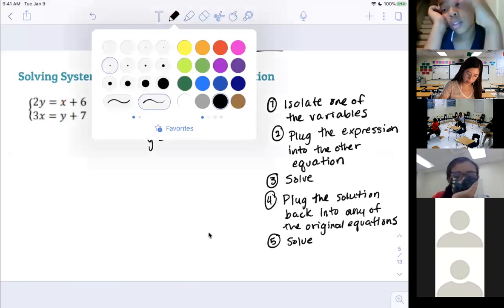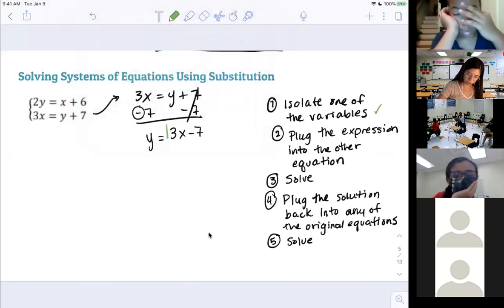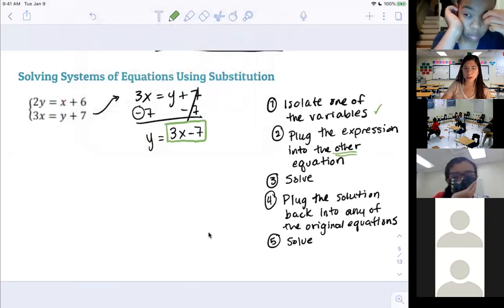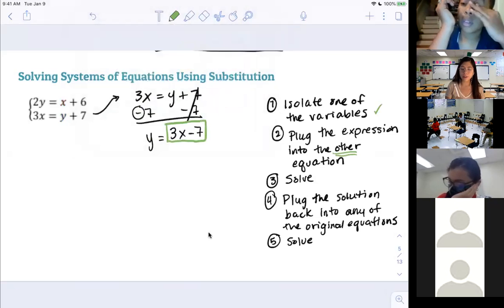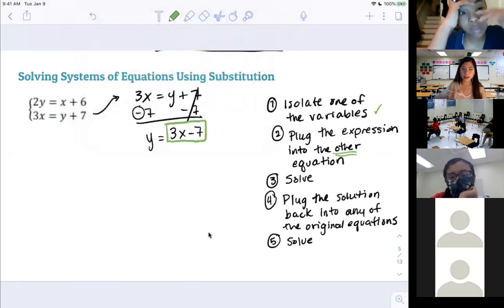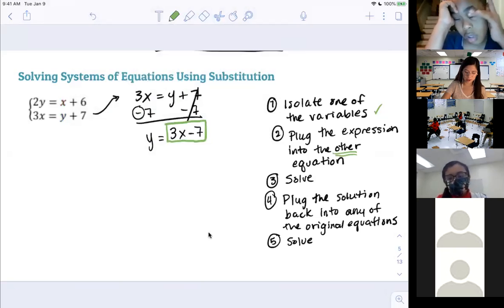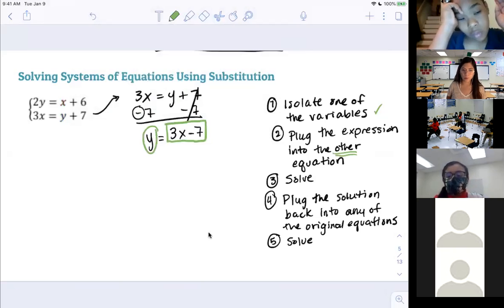That's step 1. Now I'm plugging the expression, and here's the key word, plug the expression into the other equation. So I'm not plugging it into the bottom equation, I'm plugging it into the top equation. And which variable am I plugging it in for? Y. Y, not x, y. Why am I plugging it in for y? Because the expression is equal to y. It's already y. So that's why I'm plugging it in for y.